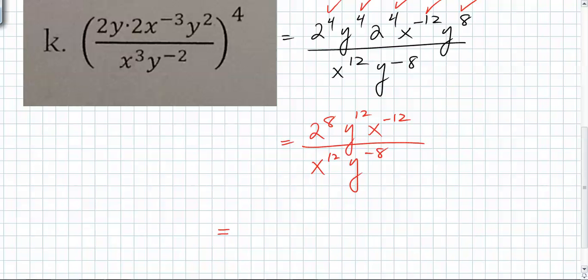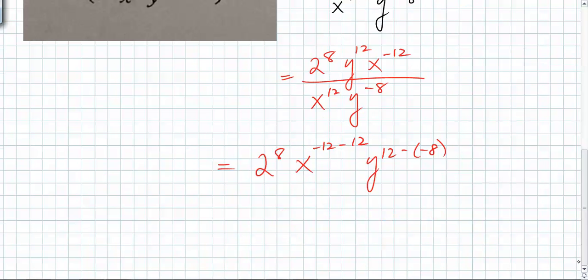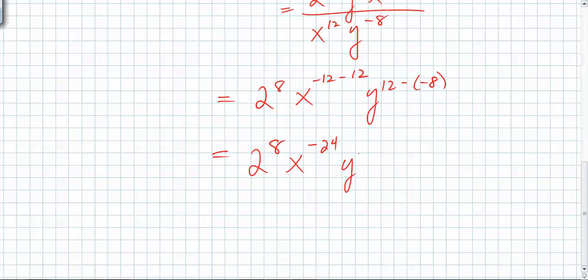So what can we do now? Well, we know the 2 to the 8th stays where it is. What's the power of x on the top? Negative 12. And what do we subtract from it? 12. And then we have y to the 12th. And what do we subtract from that? Negative 8. So what does this become? 2 to the 8th times x to the what power? Negative 24. Y to the what? 20. Good, Aiden. Yeah, 20.